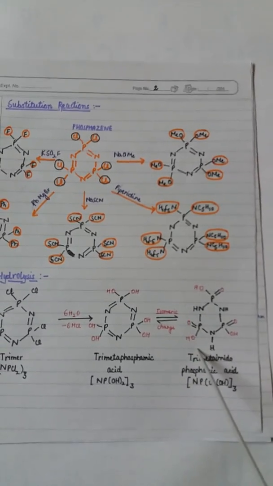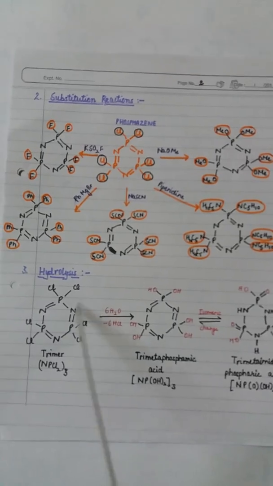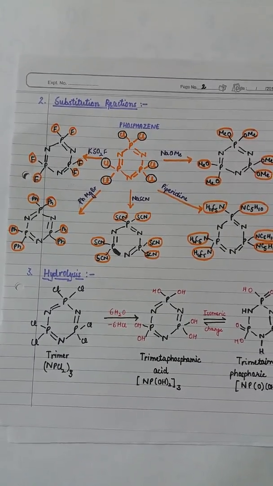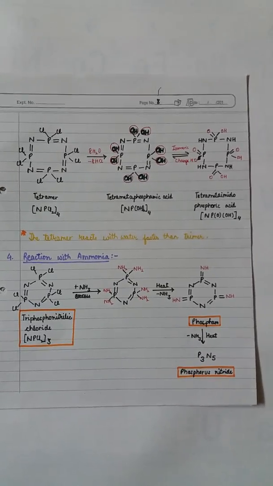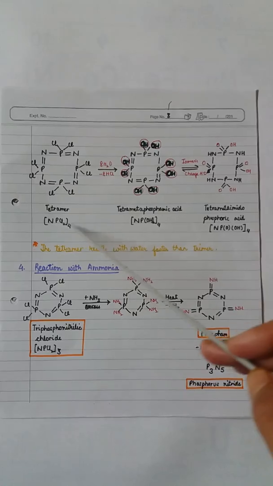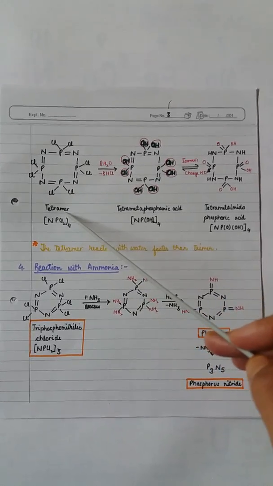So these two products are generally formed on the hydrolysis of this trimeric form of phosphonitrile compounds. So now that was the hydrolysis in trimeric form. Now let's discuss the hydrolysis in the tetrameric form.